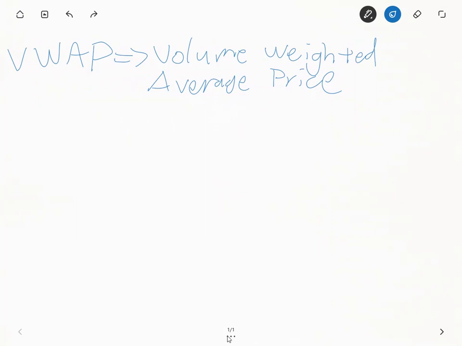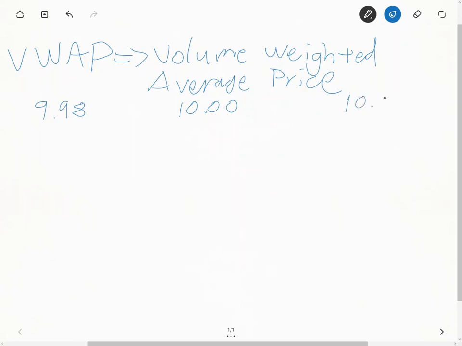So if you looked at some transactions for shares, let's say that you have a stock that trades at $9.98, $10, and $10.02. Hopefully, basic mathematics would tell you that the average of these three numbers is 10. If you want to actually calculate it, you would say 9.98 plus 10 plus 10.02 divided by 3 gives you 30 divided by 3 is 10. But hopefully, just looking at it, you can tell that this is 0.02 over, 0.02 under, the average is 10.